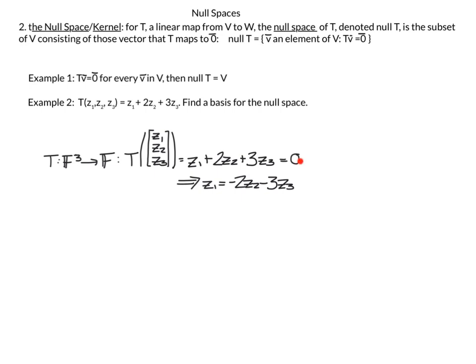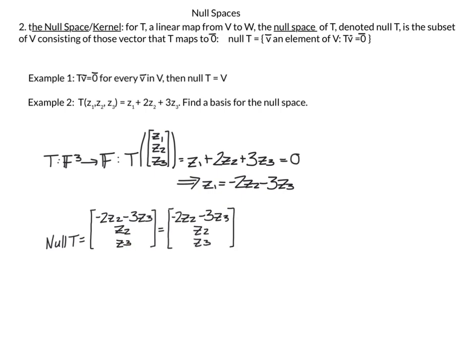And I find that the F3 vectors that get sent to 0 are the ones where z1 is equal to negative 2z2 minus 3z3. So our null space, null of T, is equal to z1, our first coordinate, is minus 2z2 minus 3z3, and then z2 and z3 are free. So there's an infinite number of vectors in the null of T, because there's an infinite number of possibilities for z2 and for z3.